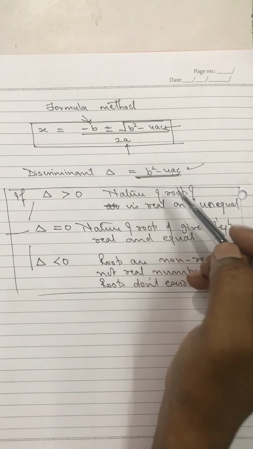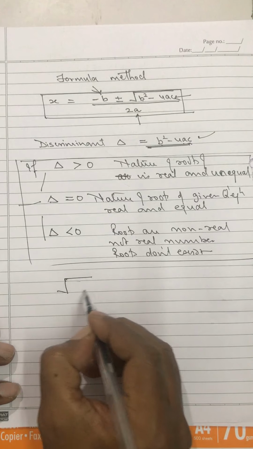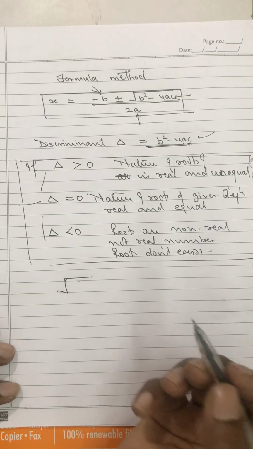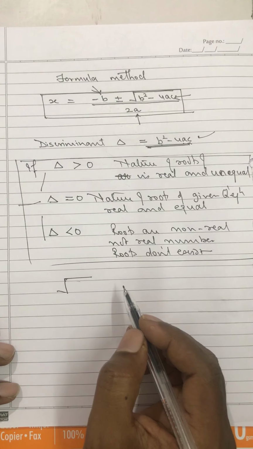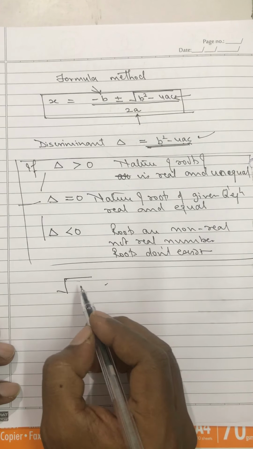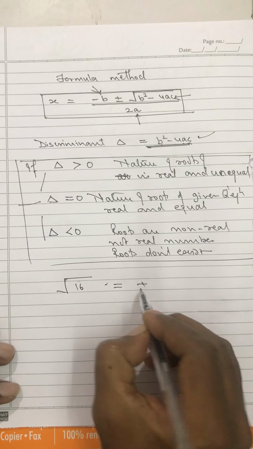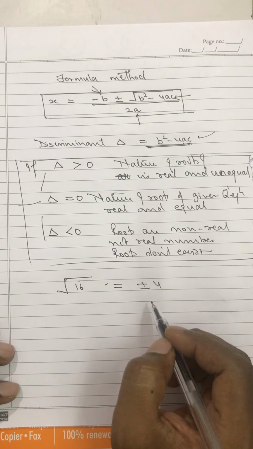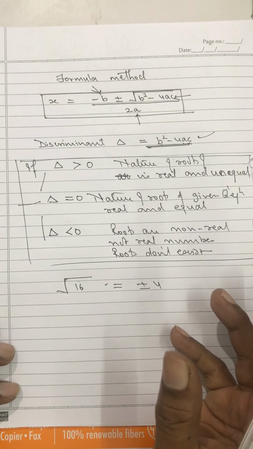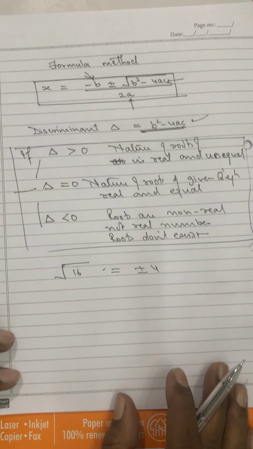The reason it is like that is, when a positive value is inside the radical, the square root of a positive number is definitely possible. That's why we have two different numbers. If you take the square root of any positive number, say 16, the answer will be plus or minus 4. Two values will be there, plus 4 and minus 4, and because of that we will get two different roots when we solve this equation.